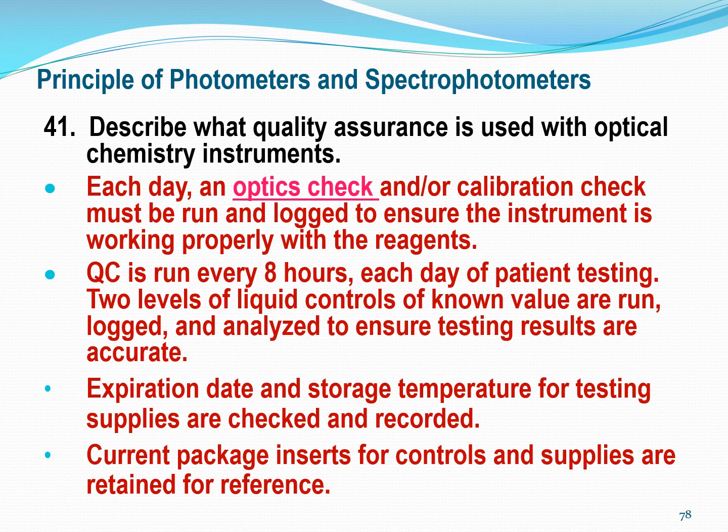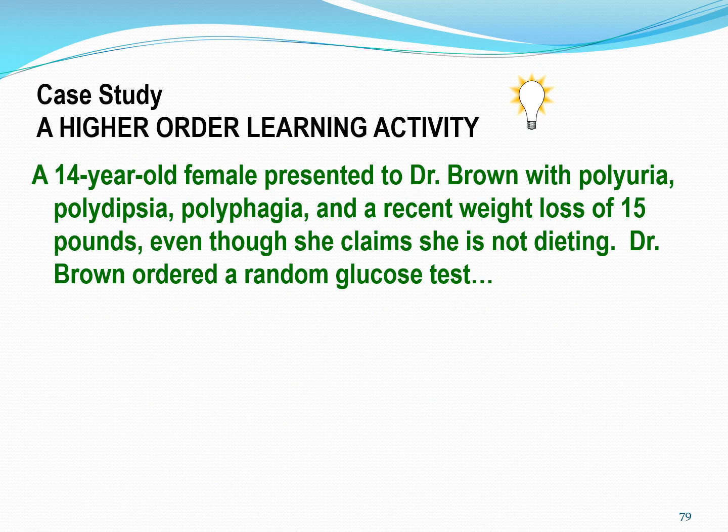Expiration dates and storage temperatures for testing supplies are checked and recorded, and current package inserts for controls and supplies are retained for reference. You will have policy and procedures manuals in your lab that also have the current package inserts for all the controls you're using and for any other supplies that you're using in your lab, like your kits. And when you get new kits or new controls in, you take the old package inserts out and replace them with the new ones. So here's one of our case studies.